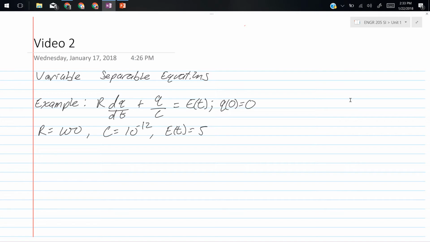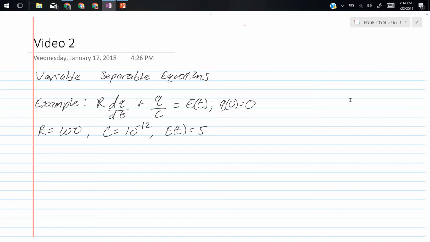But in this case, I took a problem from video 2 of the ENGR 205 series about a circuit where we have a resistor of 100 ohms, a capacitor of 10 to the minus 12 farads, and for a certain time where E of t equals 5, and then we would solve for whenever Q of 0 equals 0.